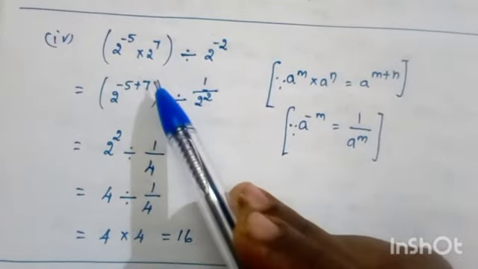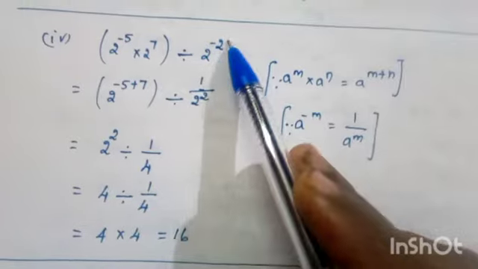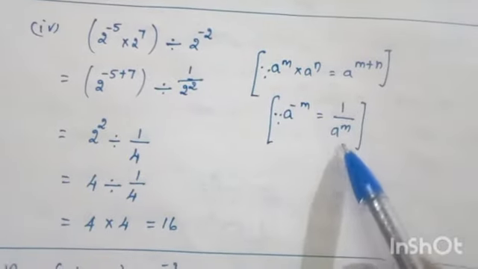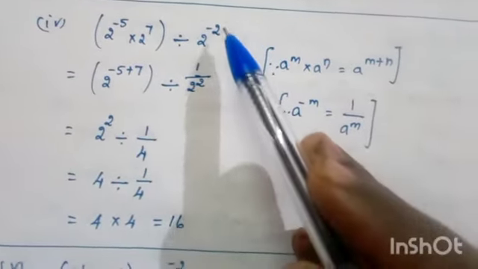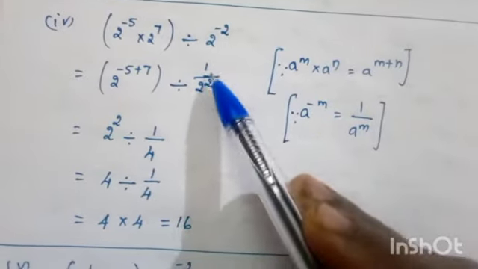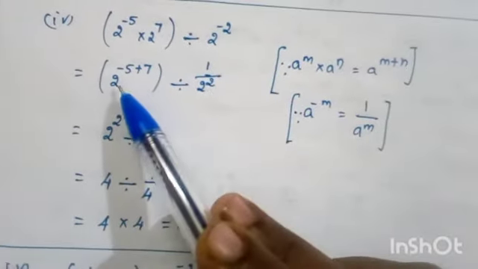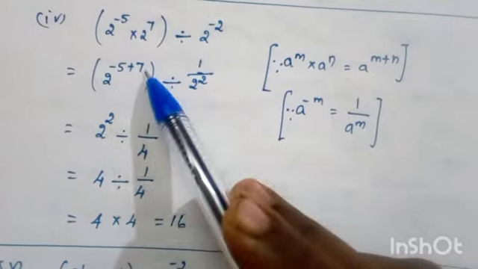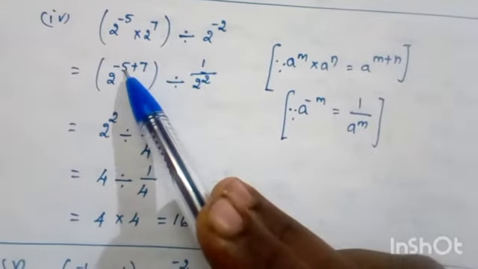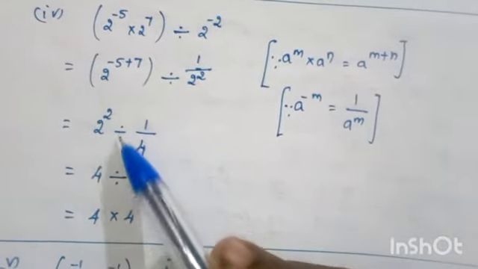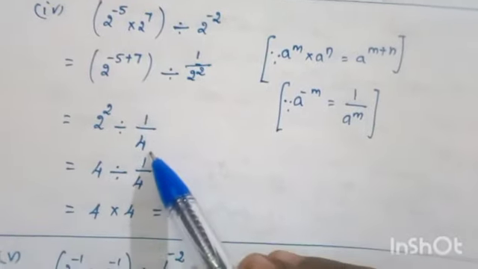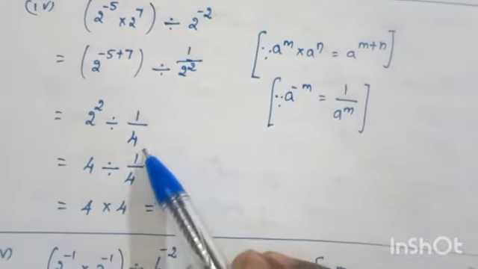That is minus 5 plus 7, divided by, for a power minus m written as 1 by a power m, so 1 by 2 square. Here m is 2. So you have to add this: minus 5 plus 7. 7 minus 5 is 2, the bigger number's sign is plus, so 2. So 2 square divided by 1 by 2 square, whose value is 1 by 4. So 4 divided by 1 by 4.